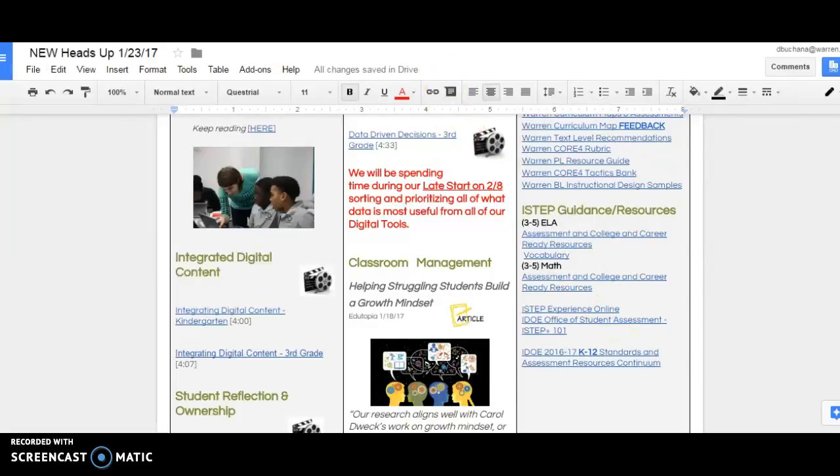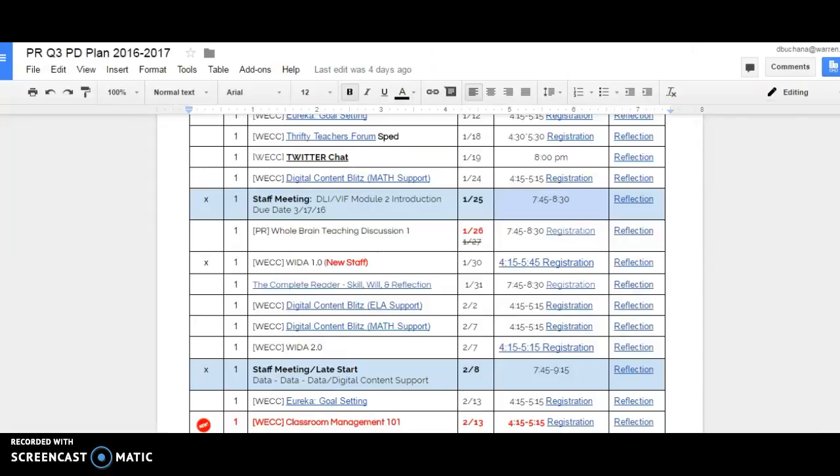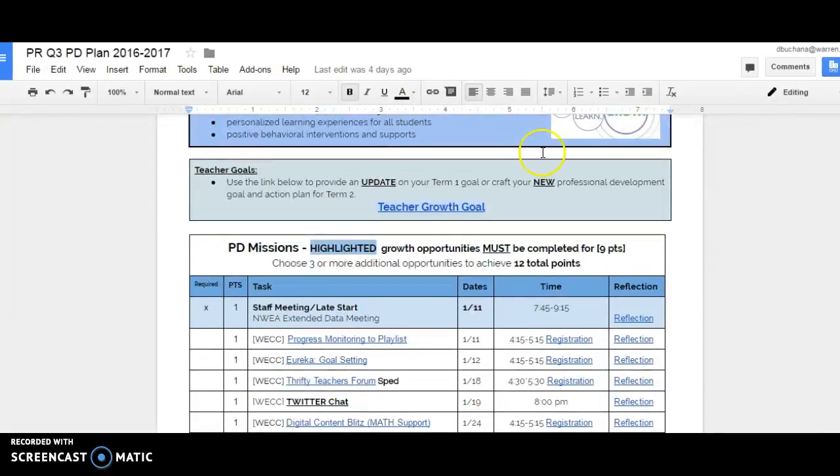All right, I'm going to quickly pop over here to the PD plan. If you look at the PD plan, please right here click on the middle and put in your goal. What are you working on? It could be something that we've already talked about, but if you haven't documented it, please do that. If we haven't met and talked about it yet, but you're ready to implement and start inputting your goal, please do that as well.